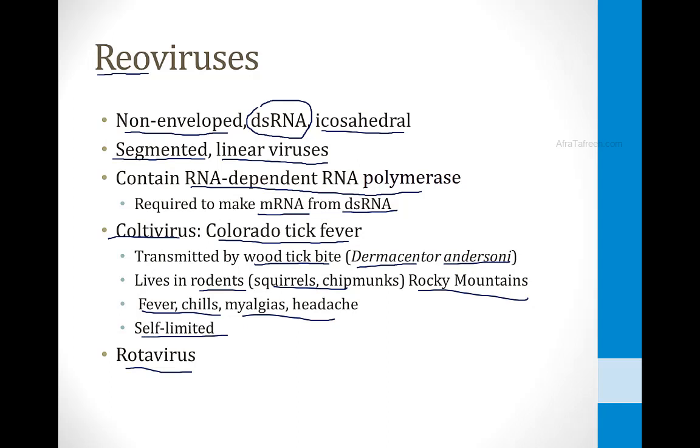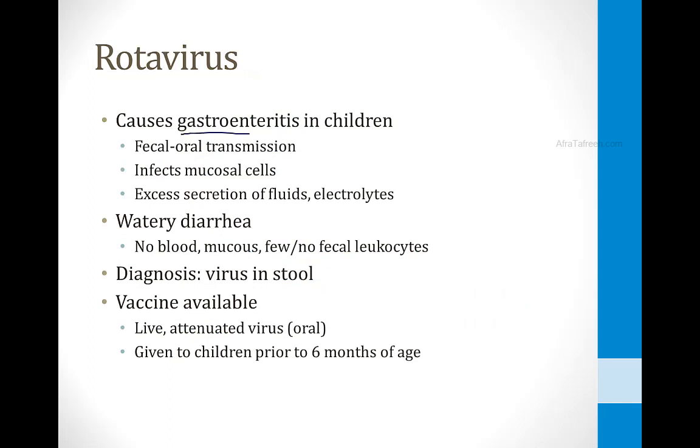And then the second reovirus is a more important virus, and this is the rotavirus. Rotavirus causes gastroenteritis in children. It's transmitted by the fecal-oral route, and as I said before, many of these non-enveloped RNA viruses are transmitted fecal-orally because they are relatively stable in the environment. The virus infects mucosal cells in the GI tract, and it leads to excess secretion of fluid and electrolytes, and as a result, the child will develop watery diarrhea. There'll be no blood or mucus, and there'll be few or no fecal leukocytes.